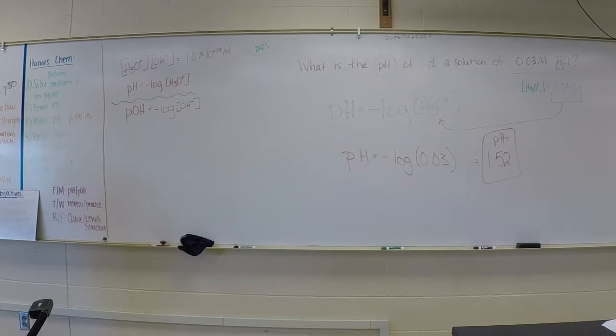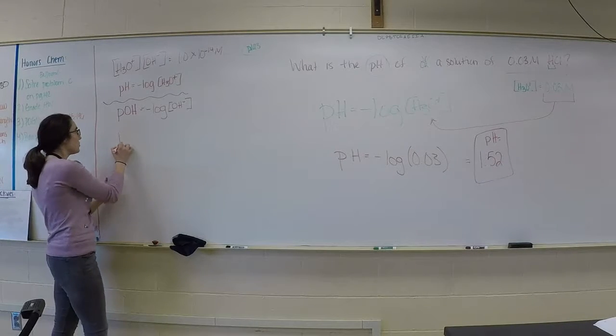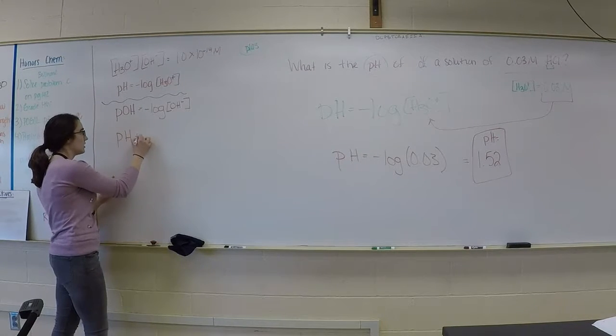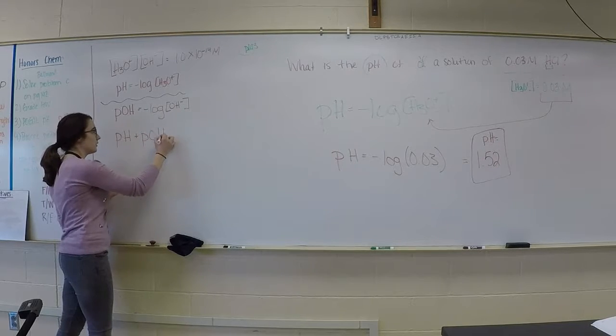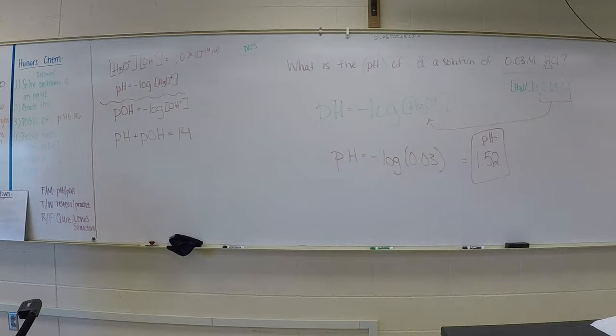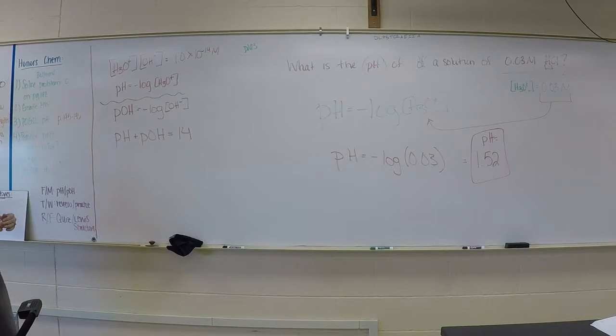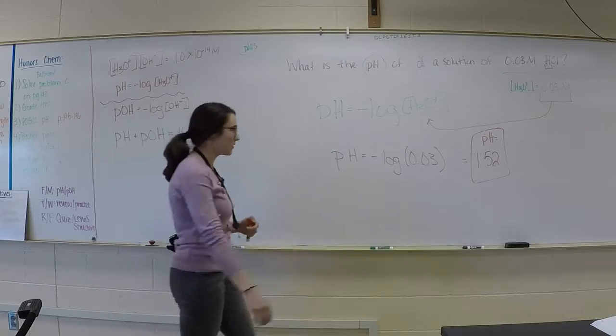And this is my favorite equation of all the equations. It's just so handy. If you have a pH and a pOH, they add up to equal 14. So say they were like, what's the pH? But you only have a pOH. You can plug in the pOH and find it. So we're going to practice doing a little bit of that.